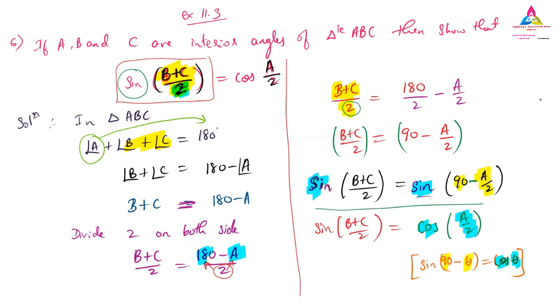What we actually have to prove is that sine of (B plus C) divided by 2 is nothing but cos A by 2. That is our final answer. I hope you don't have any doubt in the sixth question. If you have, just ask, it will be better.